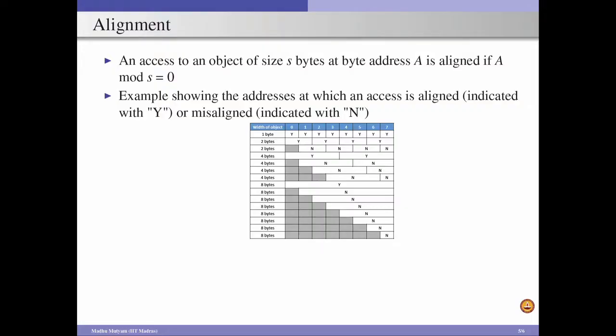Here we consider an example which shows the alignment for storing 1 byte data, 2 byte data, all the way up to 8 bytes of data. 1 byte data is aligned perfectly. In the case of 2 byte, only those placed at even address locations, that is 0, 2, 4, 6, are aligned. Whereas if we store the data at the addresses 1, 3, 5, those are not aligned. Similarly in the case of 4 byte and 8 byte.